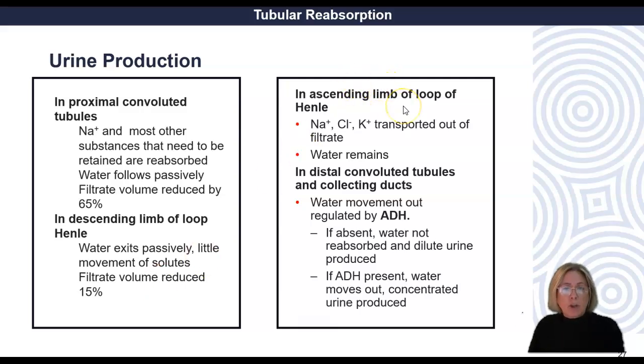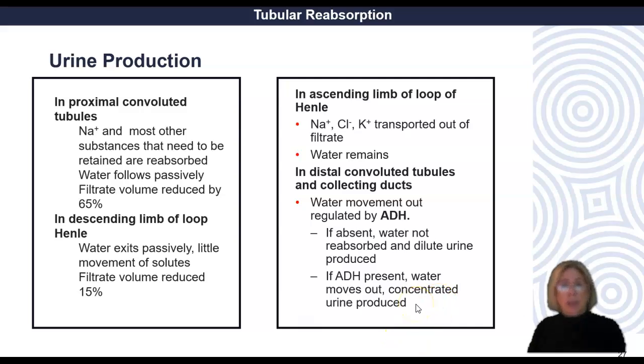In the ascending limb of the loop of Henle, it's impermeable to water, so water does not leave there, but sodium chloride and potassium are transported out of the filtrate and back into the peritubular blood. And then in the distal convoluted tubules and the collecting ducts, water movement out is regulated by antidiuretic hormone. If it's absent, water is not reabsorbed and dilute urine is produced. But if antidiuretic hormone is present, water moves out and concentrated urine is produced.